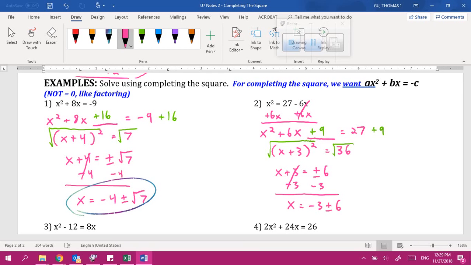And so on this one, since we've got two whole numbers, you actually got to work it out and give me the two answers. So what's one of the answers going to be? X equals negative 3 minus 6. Okay, so let's solve this one. What is this? Negative 9. So x equals negative 9. That's one of my answers, okay? And what's my other answer going to be?